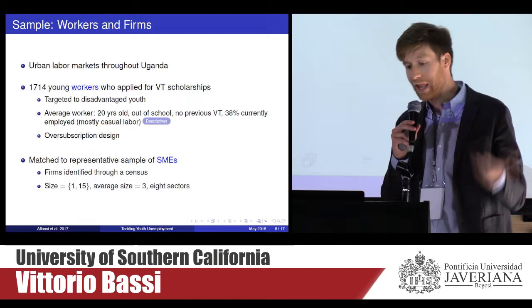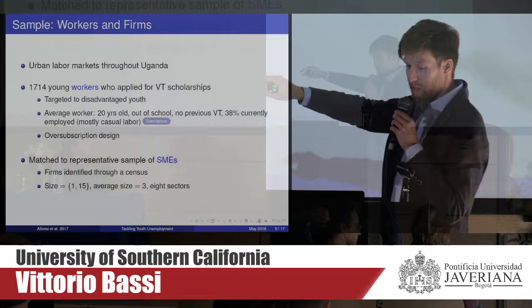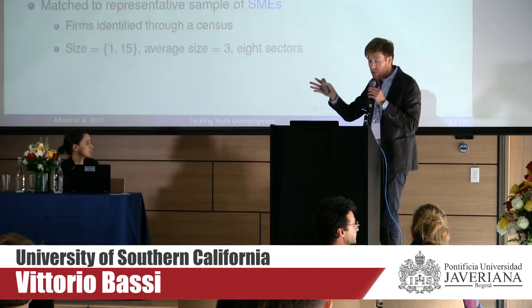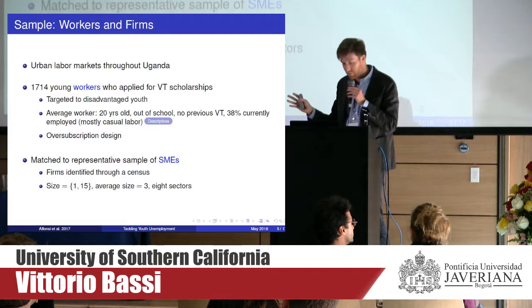In order to be eligible to apply to these scholarships, workers had to come from a disadvantaged background in economic terms. So they had to be poor, and there was a poverty assessment. The eligible applicants that were then selected are about 20 years old on average, out of school, with no previous vocational training, and most of them have no income or are not conducting any work. The ones doing any work are doing mostly casual and very unstable work. So this is a very typical picture of unemployed, poor youth in this context.